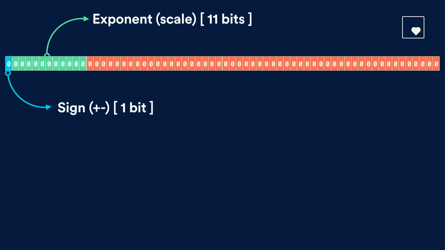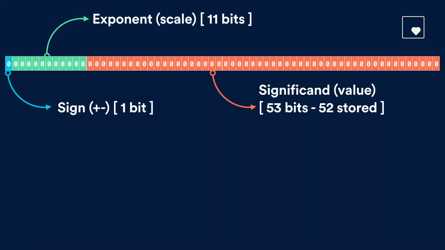So this is 64 bits here. Now the first bit is what we use to control the sign. This is whether the number is positive or negative. The next 11 bits I like to think of as the scale. So this is how big or small the number is. And then the last 52 bits control the actual value of the number.